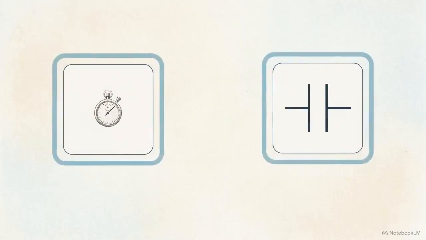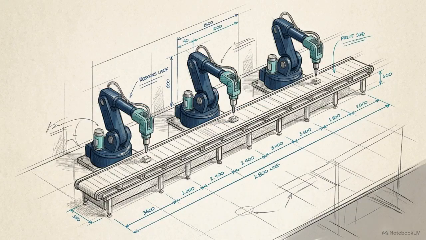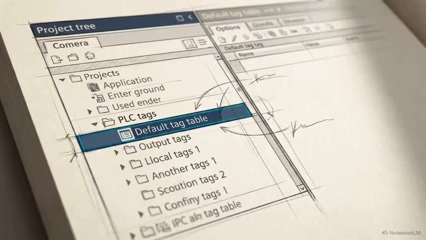Developing this program requires a combination of timers and interlocking contacts. Coordinating these 3 valves provides a practical template for managing any series of hardware actions that must occur in a specific order. We'll start by defining the system's inputs and outputs.